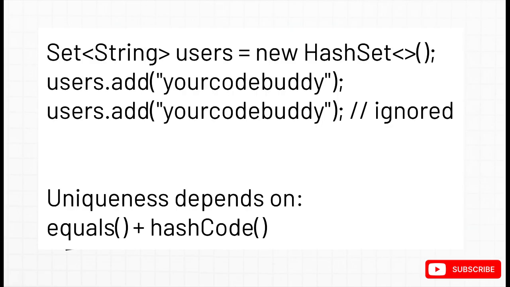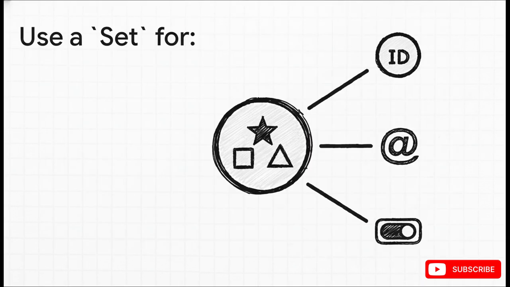A set has one and only one primary mission: to guarantee that every single element it contains is unique. If you try to add a duplicate, it just gets ignored. Simple as that. So where is this non-negotiable uniqueness so important? Well, when you're managing things like user IDs, email addresses, or a collection of active feature flags, items that by their very nature cannot have duplicates. A set enforces that rule for you automatically.